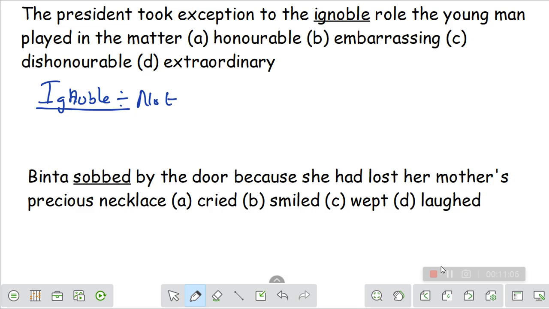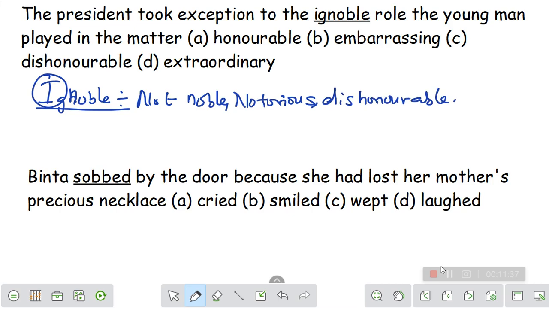So it can be notorious, yes. Notorious means you are known for something, you are popular for something bad. So the president took exception to the ignoble role the young man played in the matter. Another meaning is dishonorable. So don't forget, we are looking for opposite in meaning. So our answer here is, ignoble is dishonorable, right?